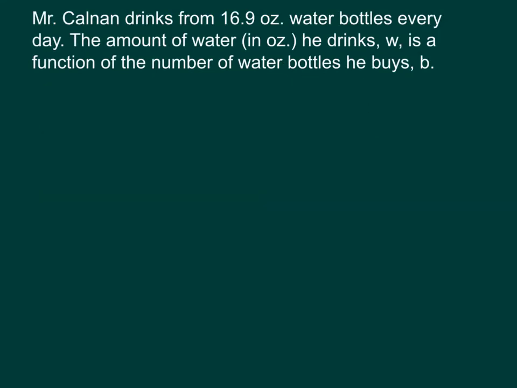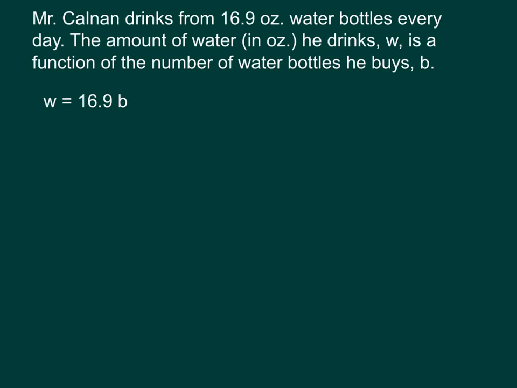Let's look at this word problem here. Mr. Calnan drinks from 16.9 ounce water bottles every day. The amount of water in ounces that he drinks, W, is a function of the number of water bottles he buys, B. So first I'd want to be able to write a function for this, and the independent variable is the number of water bottles that I buy, and the amount of water that I drink is the dependent variable. And each water bottle contains 16.9 ounces, so our equation would look like this. W equals 16.9B. Buy one water bottle, multiply it by 16.9, that's the amount of water that I'm drinking.